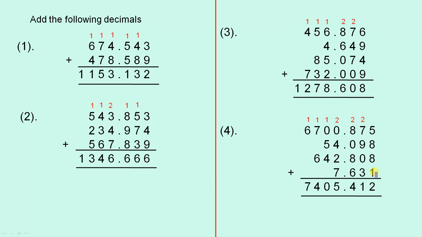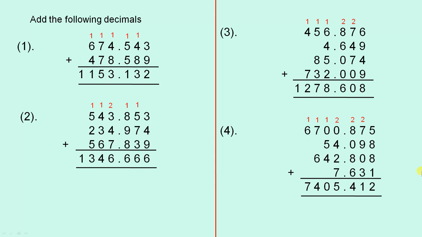8 and 8 are 16, 17, that's 22. Okay, so that's 2 over 1,000, 1 over 100, and 4 over 10. And then you do the trading exactly the same as normal addition, and that gives you 7,405.412.